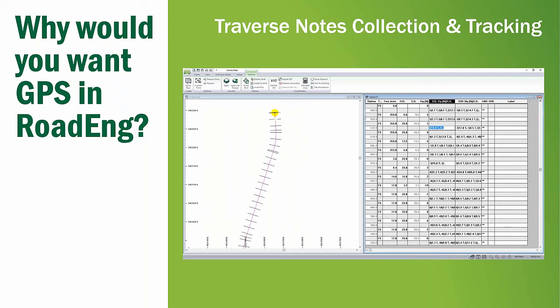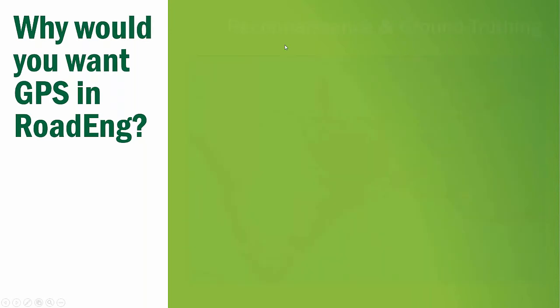Well, first of all, you can now go out in the field, you can collect your notes, and you can turn on GPS signal and track where you are on the screen as you enter notes. You can also use the GPS to set what's called absolute coordinates while you're traversing. So pretty basic, but now you can do it directly in RoadEng.